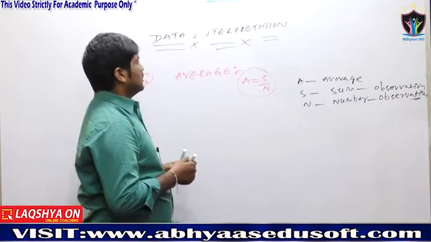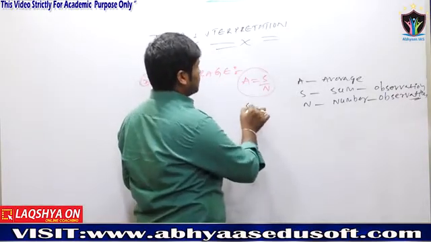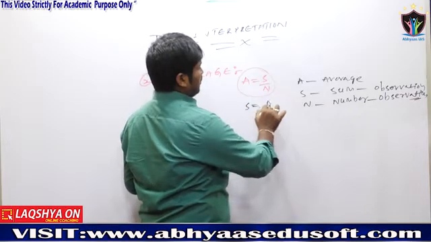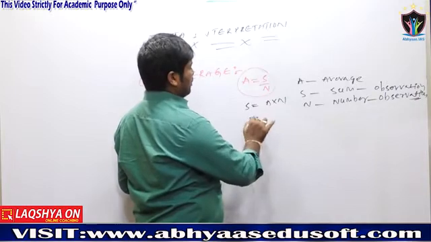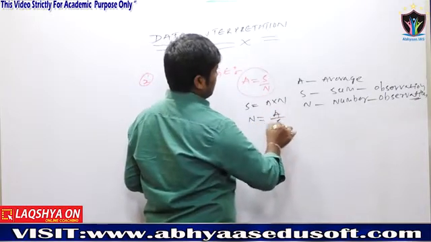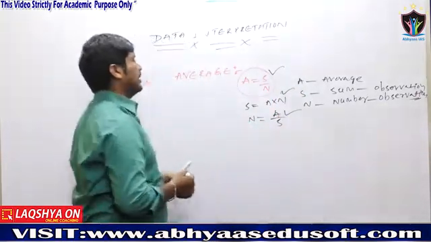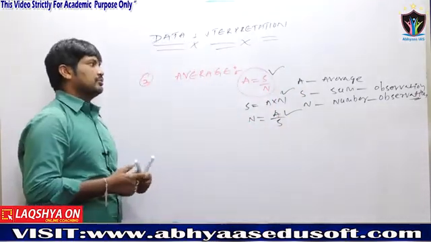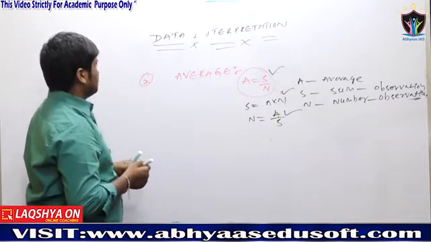And sometimes we have to calculate S. Then S is equal to A into N. And if we want to calculate N, then N is equal to S by A. These three things must be in your mind, so then we can solve any kind of question from averages, right?